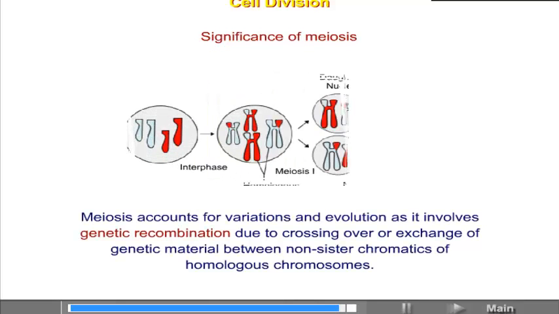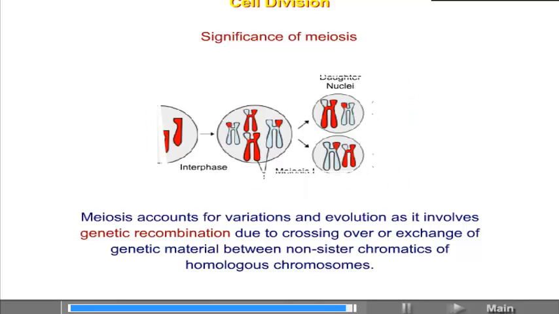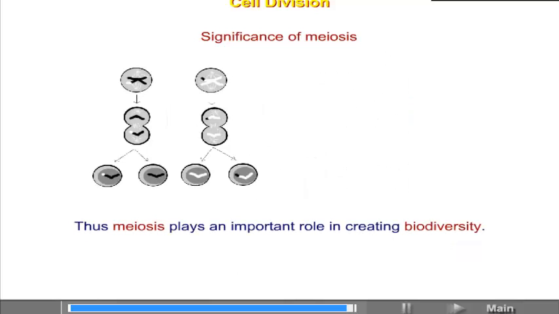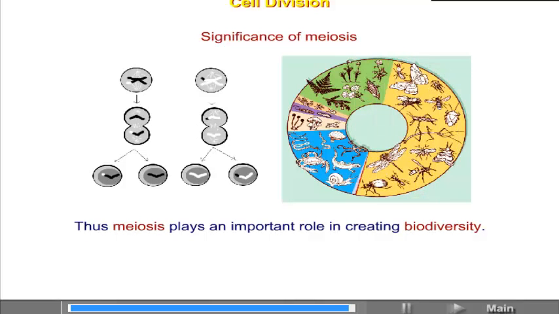Meiosis accounts for variations and evolution as it involves genetic recombination due to crossing over or exchange of genetic material between non-sister chromatids of homologous chromosomes. Thus, meiosis plays an important role in creating biodiversity.